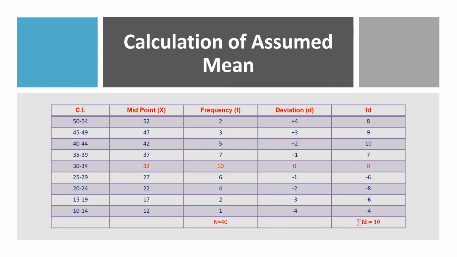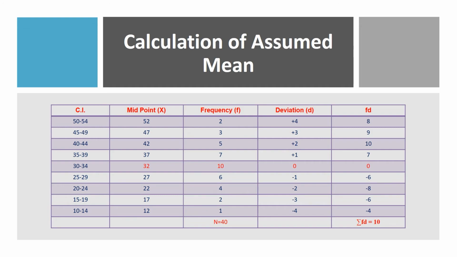And after getting the deviation, further what you have to do is multiply frequency with the deviation, that is 2 into 4 is 8, 3 into 3 is 9, 5 into 2 is 10, then accordingly you have to find out all the values. And here in this case, you see 4 scores are positive and 4 scores are negative. You have to add all the positive scores and all the negative scores, then you have to find out the final summation of FD. So, here summation of FD is 10.